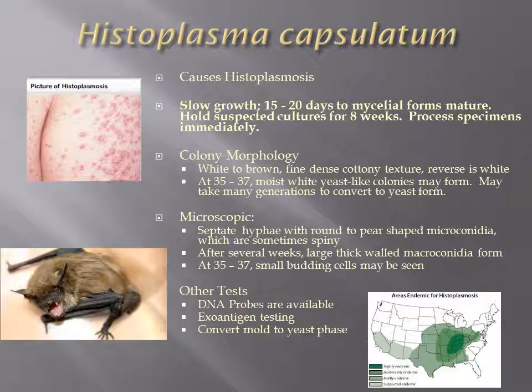Histoplasma capsulatum is the organism that causes histoplasmosis, or histo. Histo comes in a variety of forms, everything from asymptomatic to symptomatic to full-blown lethal. So it's an organism to be aware of and be cautious that you don't pick it up.